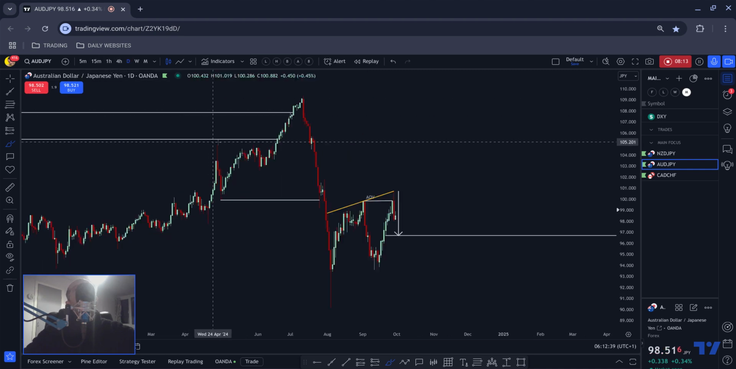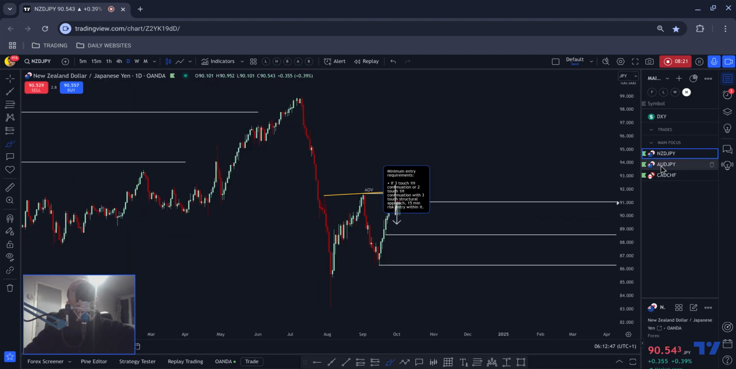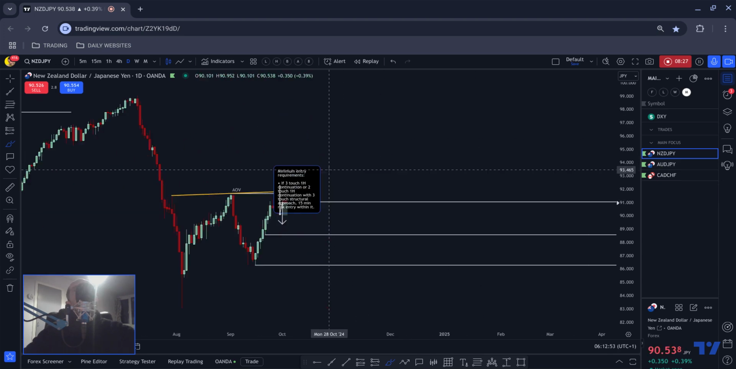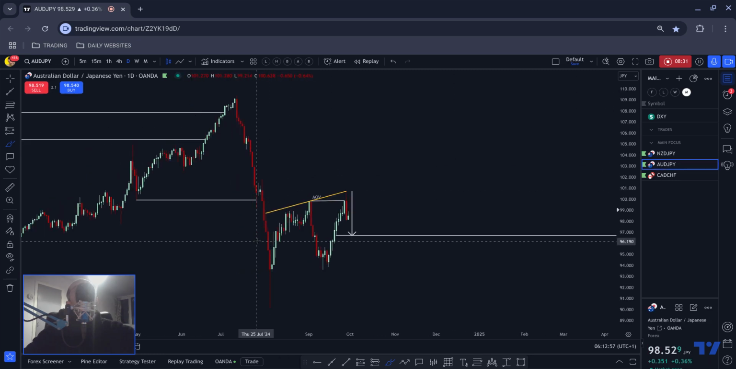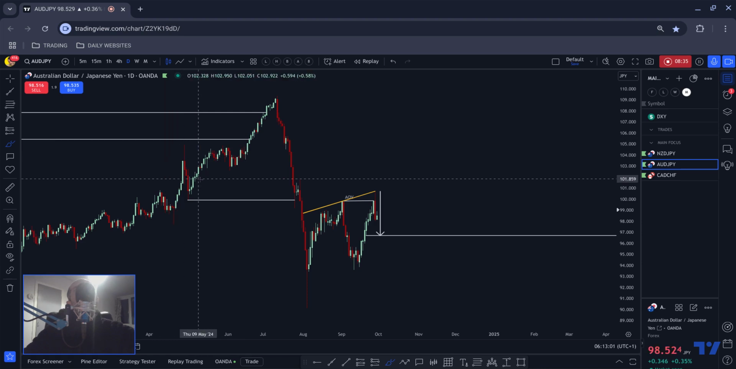Okay, if we just zoom down, you've got the element of the 1, 2, 3, which is slightly more clear on the 4-hour chart. Let's just have a look at Kiwi yen for a second. One of the reasons I prefer Kiwi yen, it's negligible, the difference between them, but you can actually see the structure on the daily chart, whereas with Aussie yen, you can't see the first touch so much. It's a negligible difference, but just a little observation. Regardless, this is looking crystal clear.